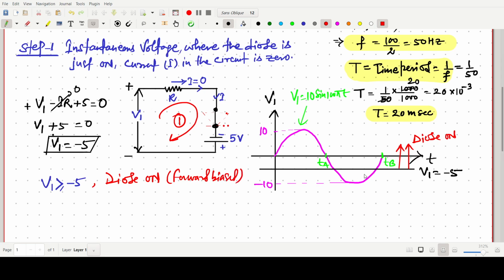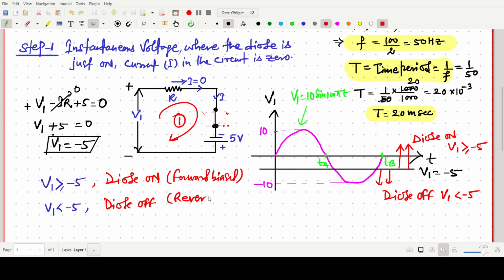Similarly, the diode will be off below this line, when the input is less than minus 5. So the diode is off for V1 less than minus 5 volt, and the diode is on for V1 greater than or equal to minus 5. Below this input, in this range, the diode is reverse biased. Is it okay?